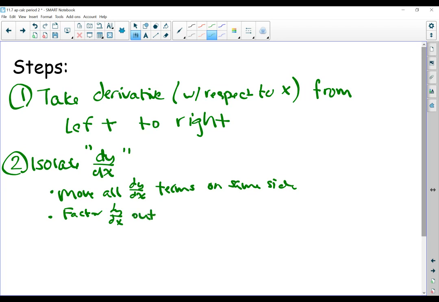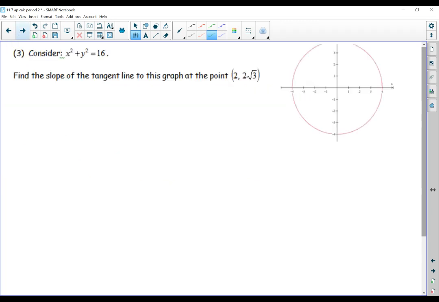Okay, so we're going to do an example with a circle. And then we'll do a couple other examples, and then we'll be done for the day. So it's a little bit of a shorter lecture. Okay, so here we go.